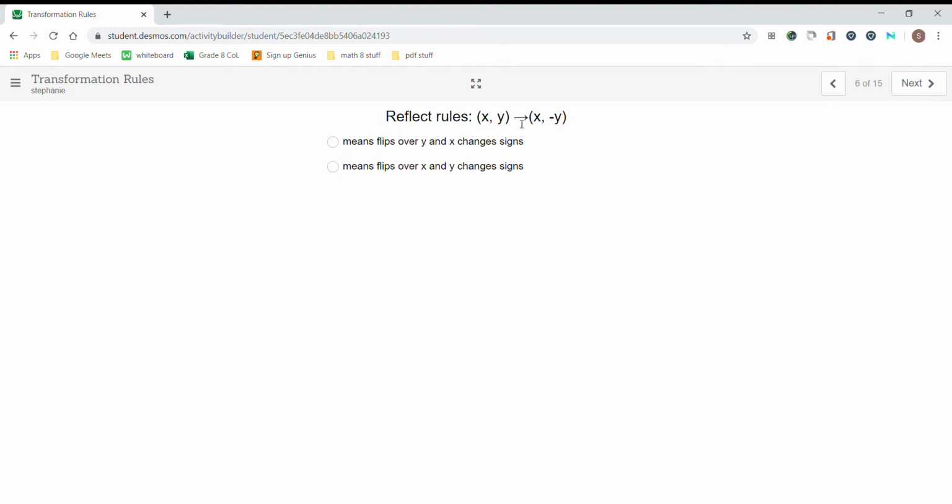So if the y is changing, I'm going to look down here. It says means flips over y and x changes. Well, x didn't change. X stayed the same. Means flips over the x and y changed signs: y and -y. Well, I would say that y definitely changed signs because one was positive, one became negative. So that means that it reflected over the x-axis. So let's look at this one. I have x, y to -x, y. So did x or y change? Well, x changed signs, so that means it reflected over the y-axis.